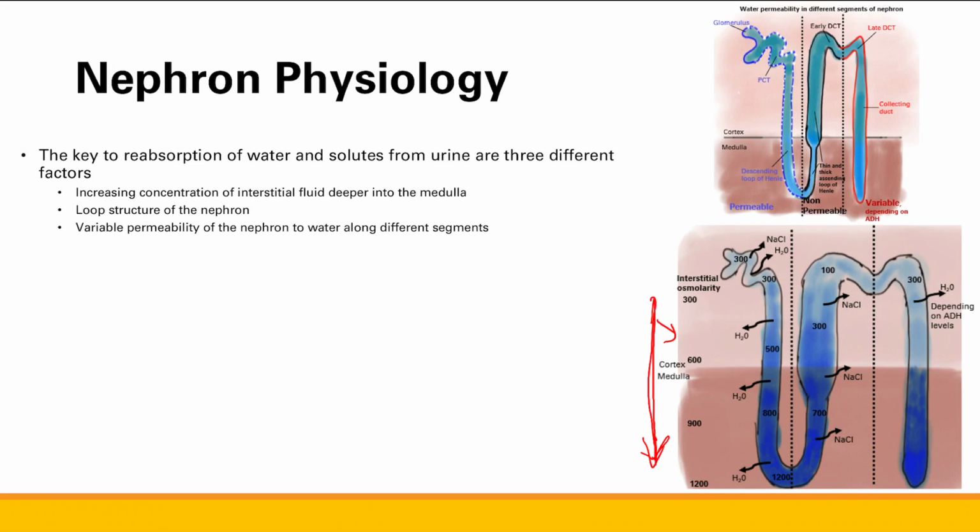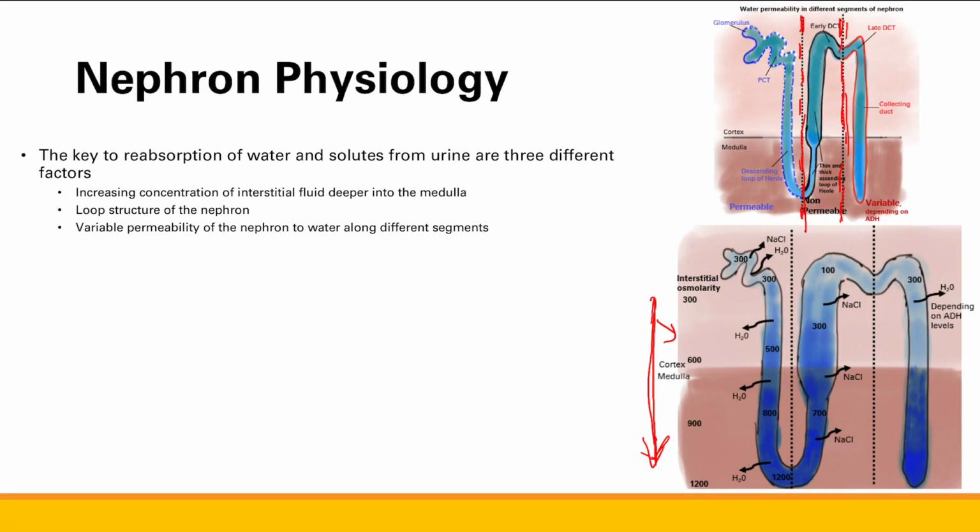Finally, there's a variable permeability of the nephron to water in different segments. So you can see here in this dotted line on the top right, all of this up to the descending loop of Henle is permeable to water. After that, in between these two dotted lines, from the ascending loop of Henle all the way to the early distal convoluted tubule, all of that is non-permeable to water. And finally, after that is all dependent on ADH. So if you don't have any ADH activity, there are no aquaporins and it's not permeable to water. If you do have ADH, then water can come and go.